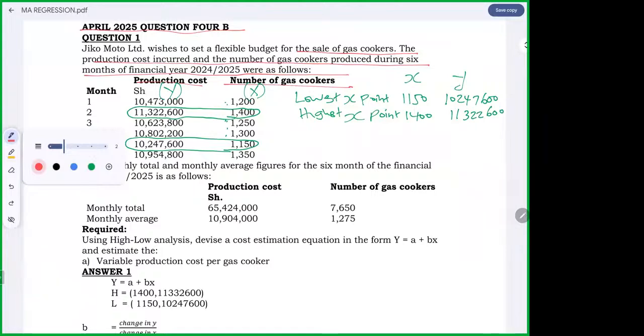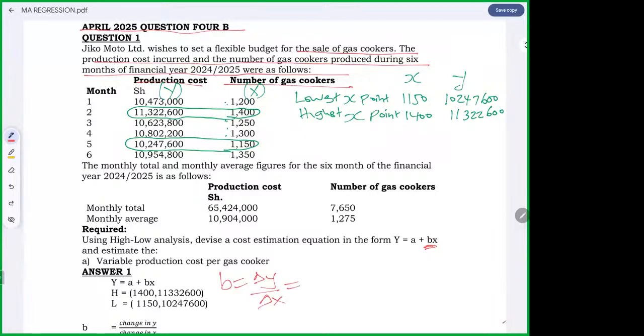A change in Y over change in X. Get the value of B. Somebody is confidently telling me that Mwalimu, if it's a high-low method, we know that to get B, you take change in Y all over change in X. All right? So they're telling me, Mwalimu, this is quite easy. To get B, take change in Y over change in X.